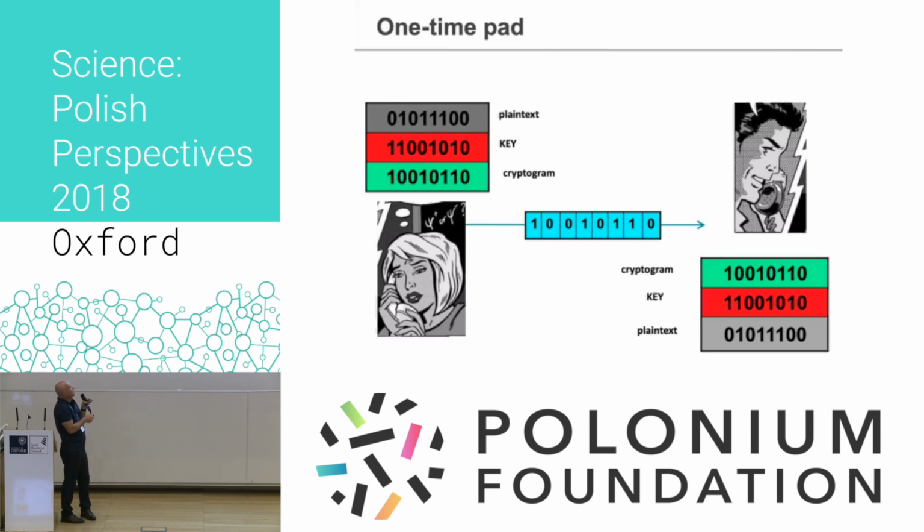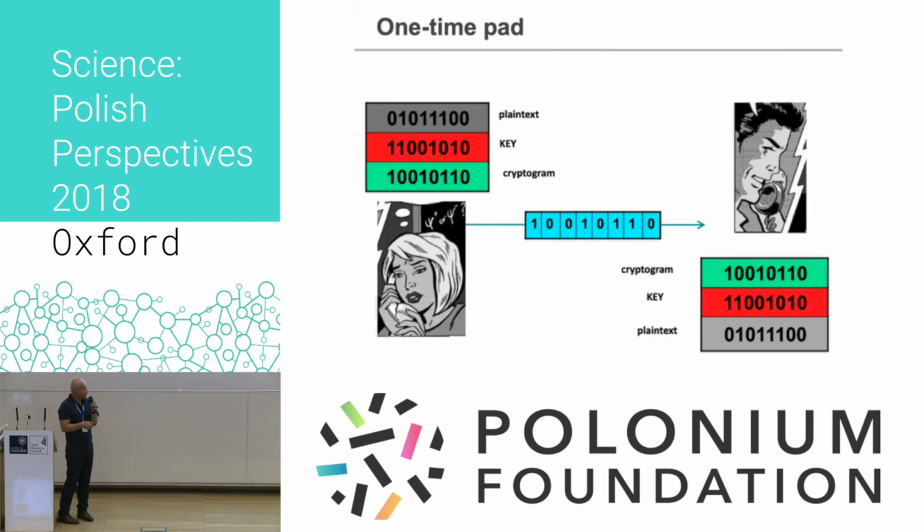So therefore, anyone can eavesdrop, look at this encrypted message, this cryptogram, and nobody will be able to make any sense out of that. Except Bob, of course. He gets the cryptogram, he has the identical key, he performs exactly the same operation and recovers the plain text.